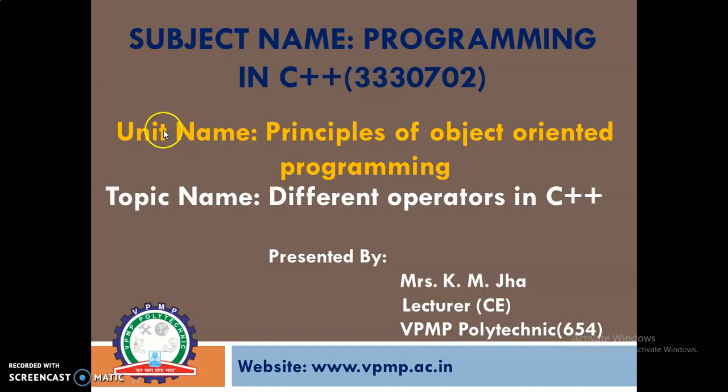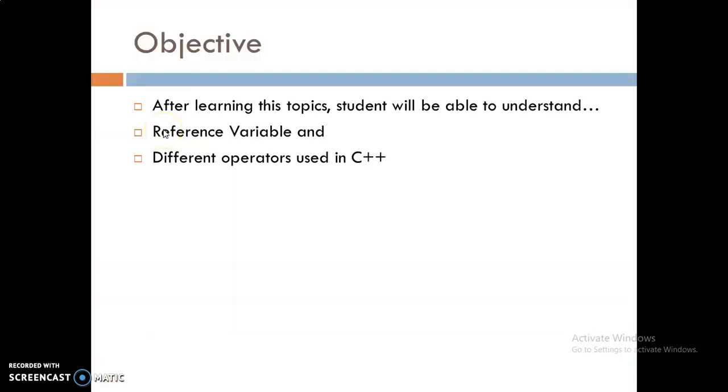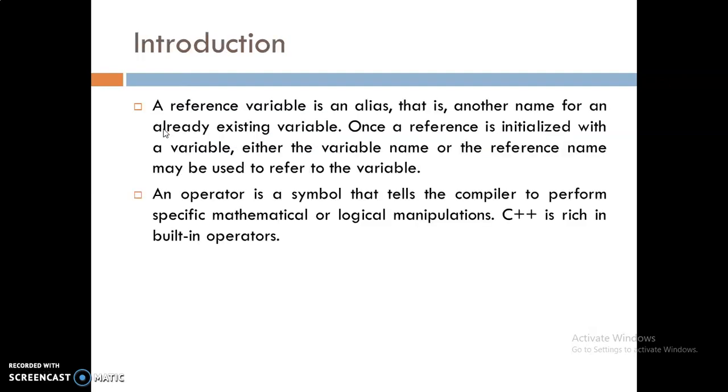Now we will see the objective. When I am talking about the objective, we will see the reference variable and the different operators used in C++. A reference variable is an alias, that is, another name for an already existing variable. It means if the variable already exists, you can keep an alternate name for the same variable in the program.